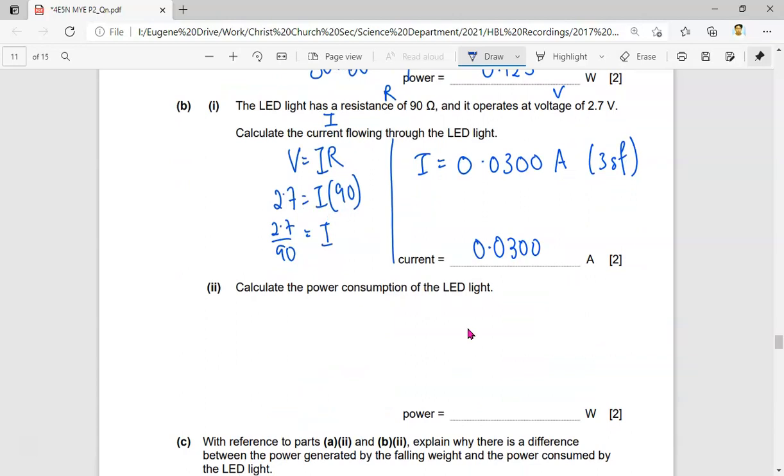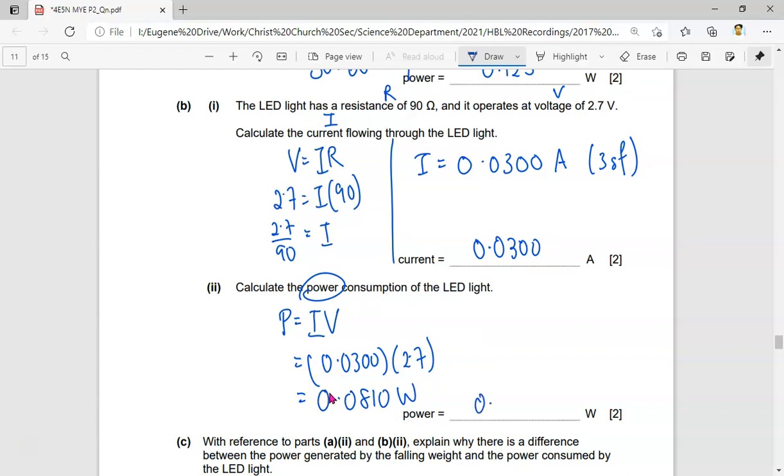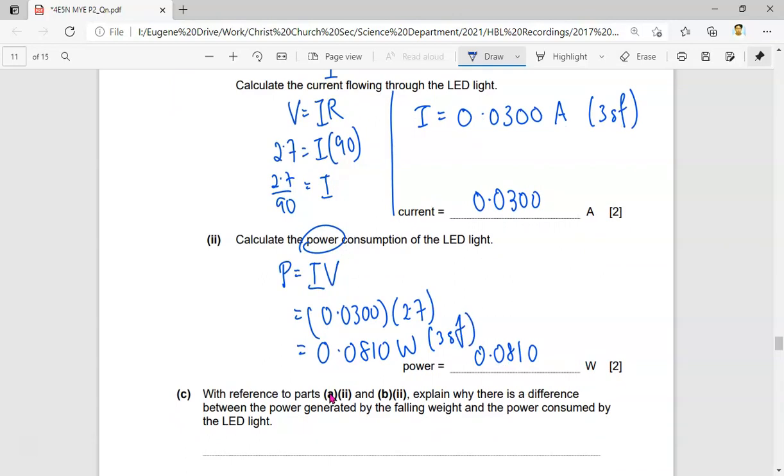Now, they ask you to calculate the power consumption of the LED light. So I've got current, I've got voltage. Power in electricity, you actually learned it, is P equals IV. So power can be calculated using the current flowing, which is 0.0300, multiplied by the voltage of 2.7. So you take your calculator, and you're going to get 0.0810 watts. This is also in 3SF.